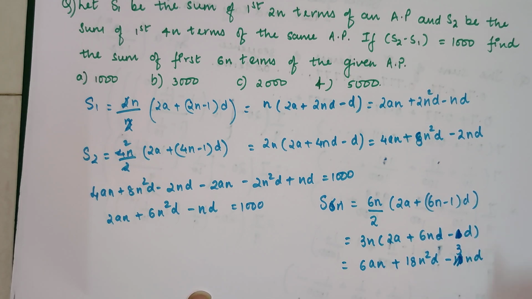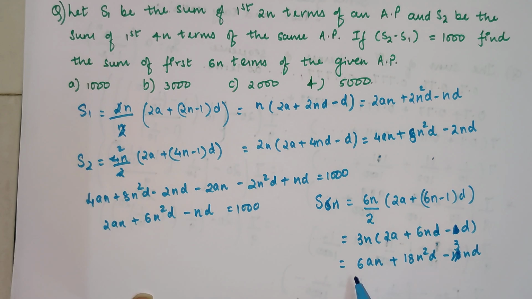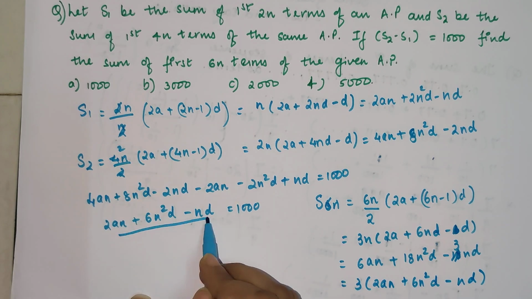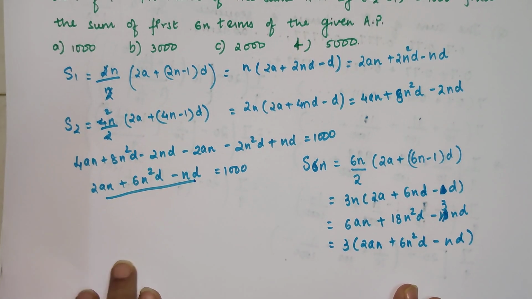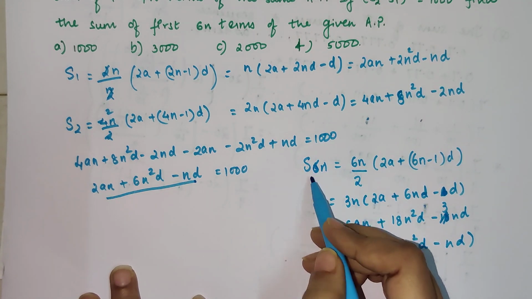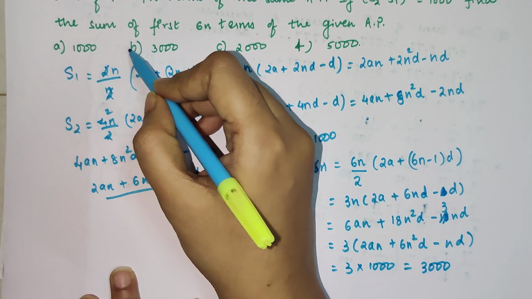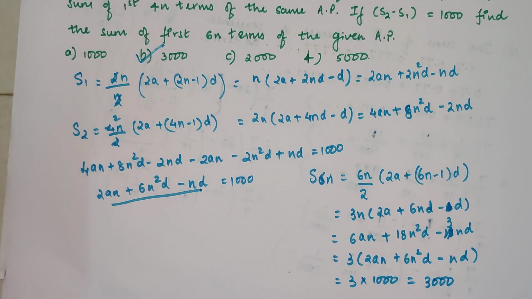If you just take 3 outside, you have 3 into (2an + 6n² d - n d), right? And that is what is given over here, and we know the value is 1000, so 3 into 1000. So the answer for sum of 6n terms is 3000. So option B is your correct option.